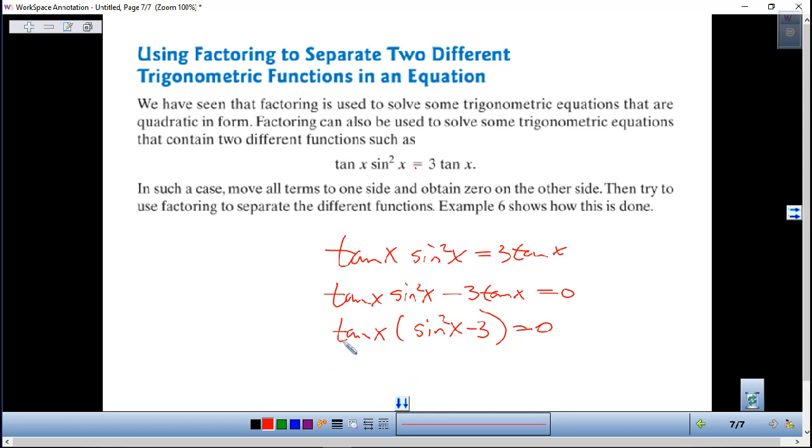So then we do it exactly the same way we did the last one. We set each factor equal to 0. So tan x equals 0, and sine squared x minus 3 equals 0. And then you just solve those individually.